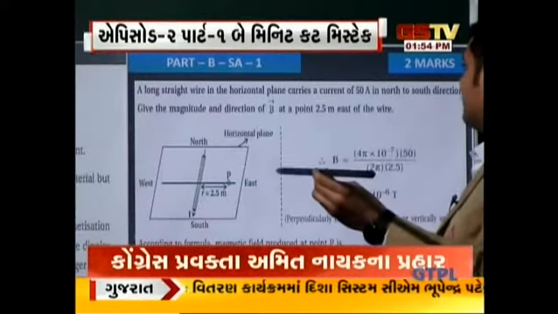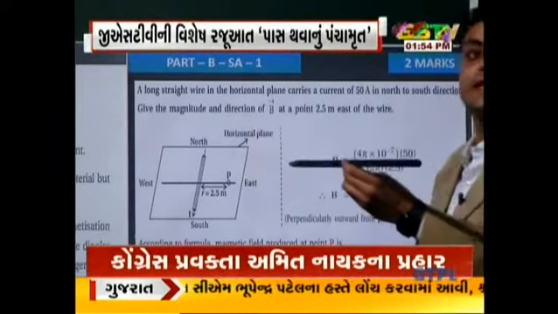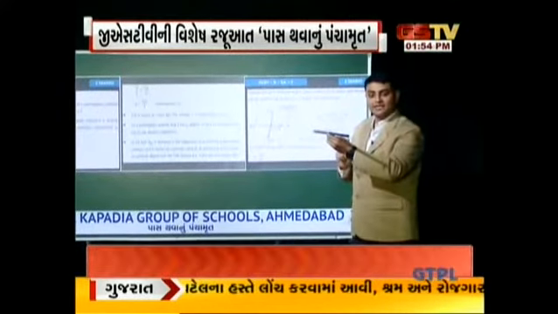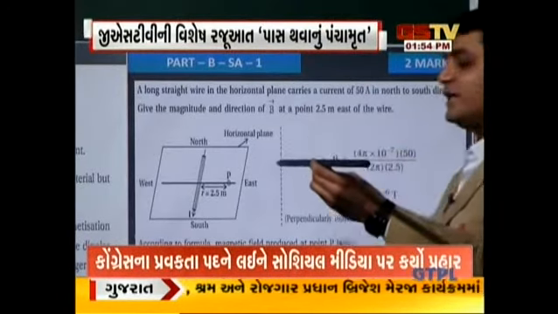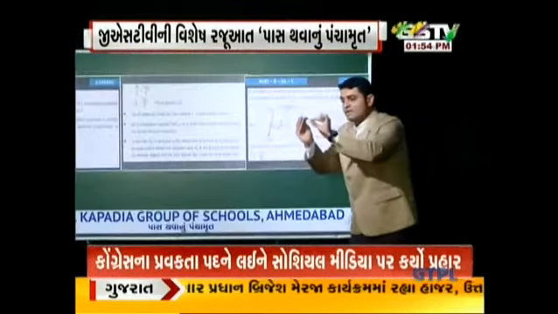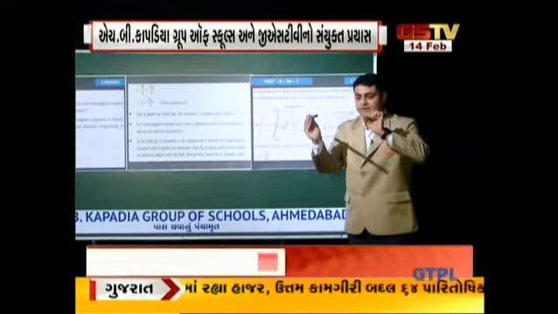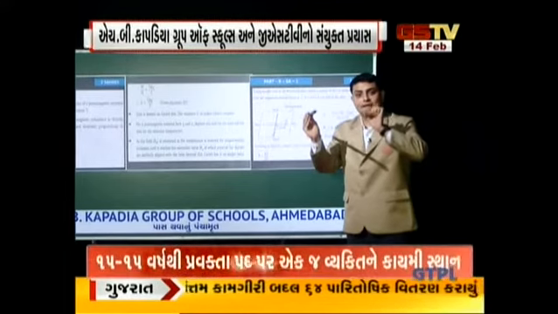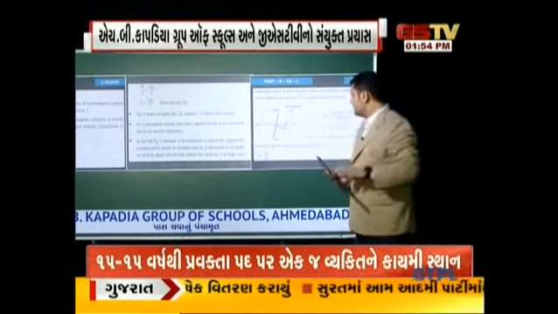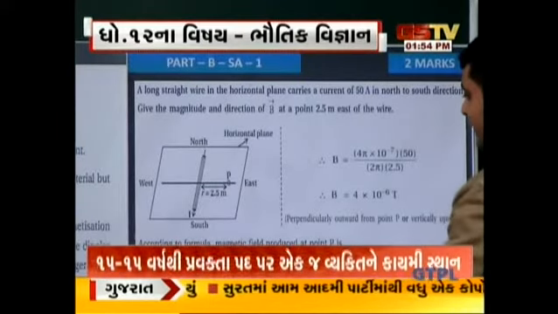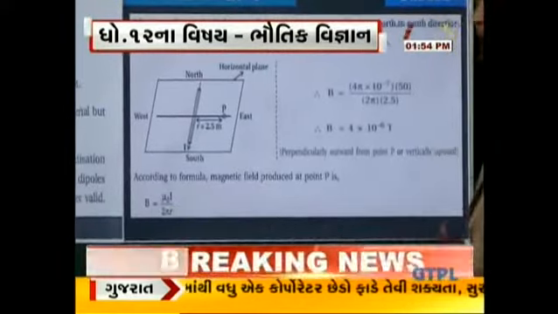And we want to find out the magnetic field. Not just the magnitude, but we also have to find out the direction of the magnetic field at a point 2.5 meter east of the wire. So imagine a point which is at a distance of 2.5 meter from the wire in the east direction. We want to find the magnitude of the magnetic field and the direction. Let's see the magnitude first. The formula for the magnetic field due to an infinitely long wire at a distance r is B = mu 0 I by 2 pi r.